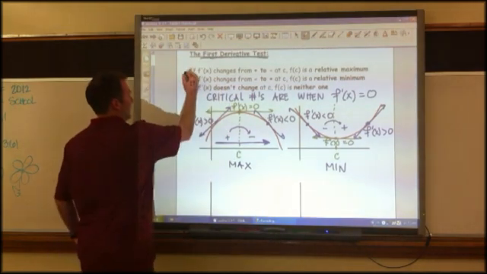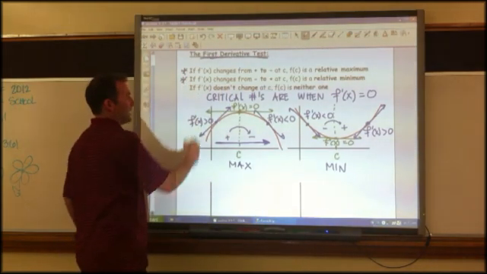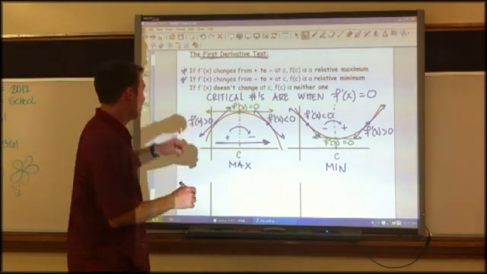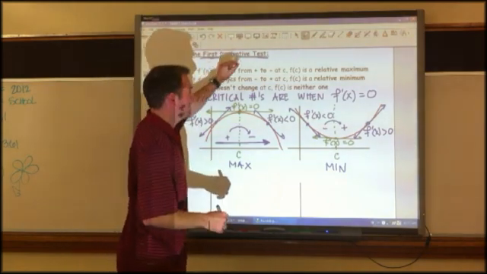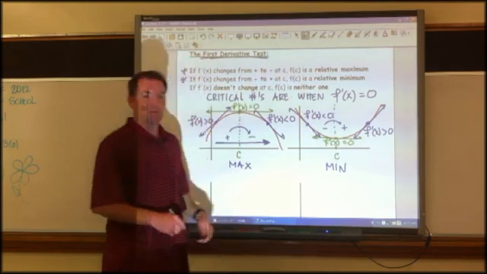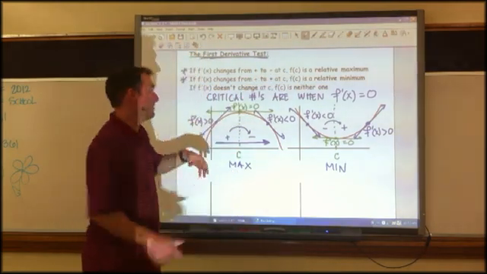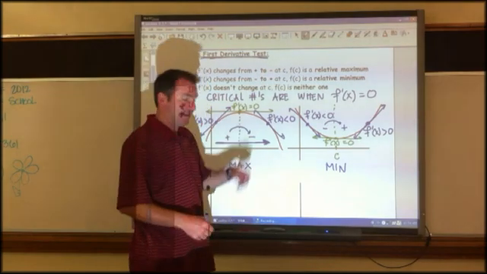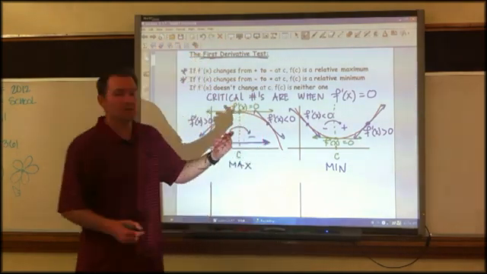That's what's going on in these two statements here of the first derivative test. We're saying that if we look at this derivative and we see that it switches from positive to negative at a point c, then that c must be a relative maximum. If we look at the same derivative, we see that it switches, like this case, from negative to positive at that point c, then we know that f of c is a relative minimum.